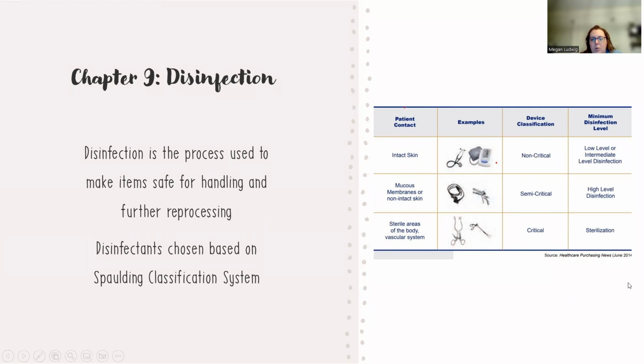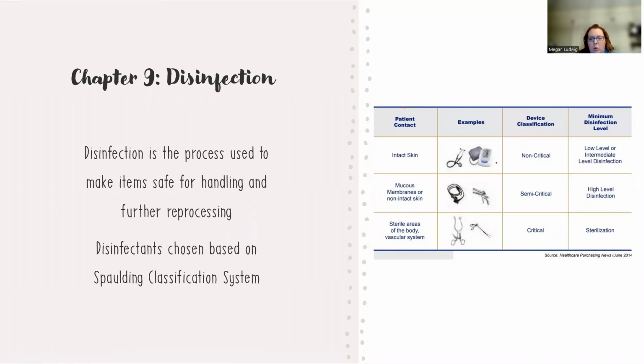A non-critical item would be things that have no contact with inside the body or cuts or incisions or even in the mouth, anything like that. It's intact skin. So that would be like your stethoscope, your blood pressure cuff, maybe a forehead thermometer. Those are non-critical, so it only requires a low level or maybe even intermediate level of disinfection.